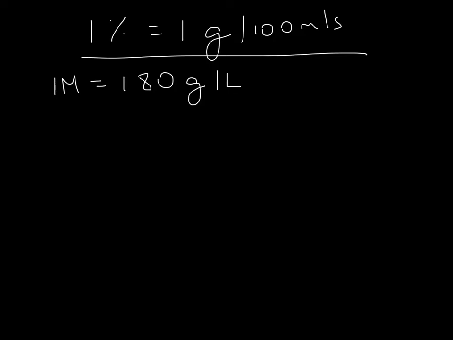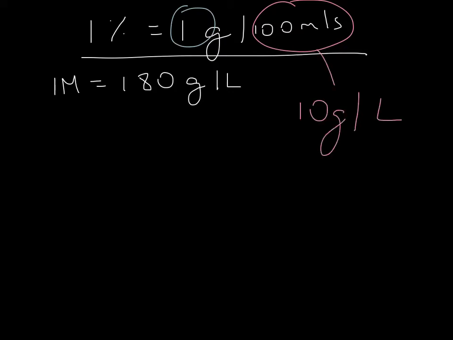So if it's 1 gram in 100 mils and we want to get that to a litre, we multiply it by 10. So we'd know that in a litre it's going to be 10 grams per litre, right? That's the equivalent, same idea. So the question we really have to answer is, what's the molarity of 10 grams per litre?